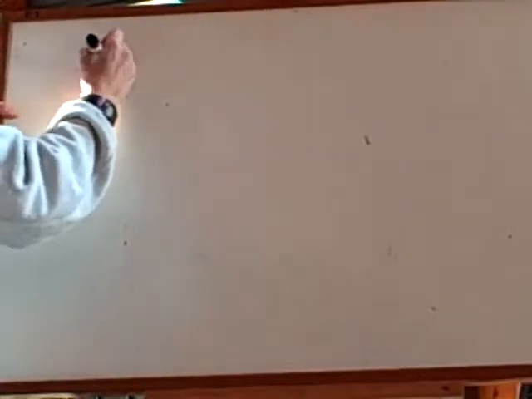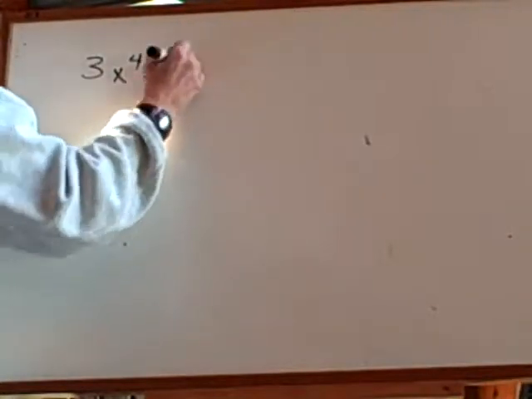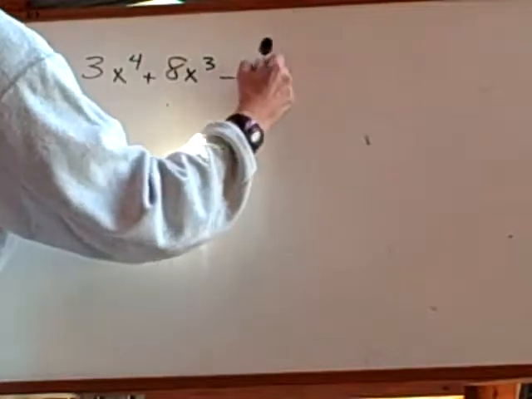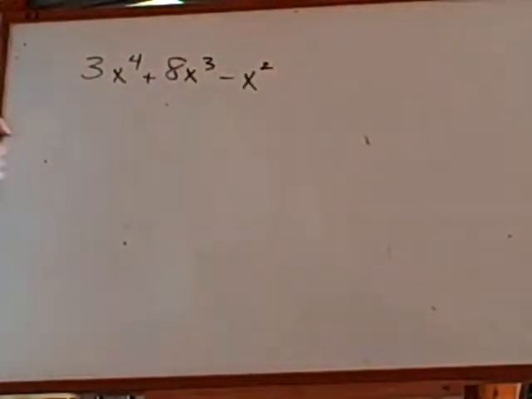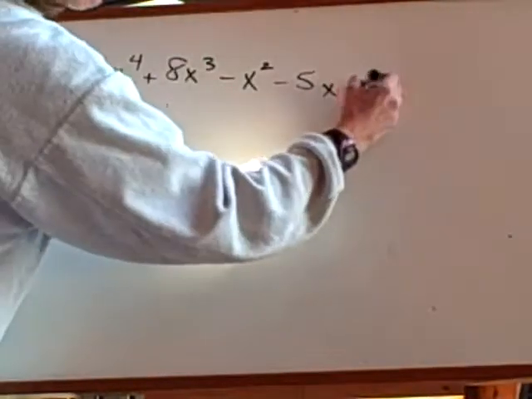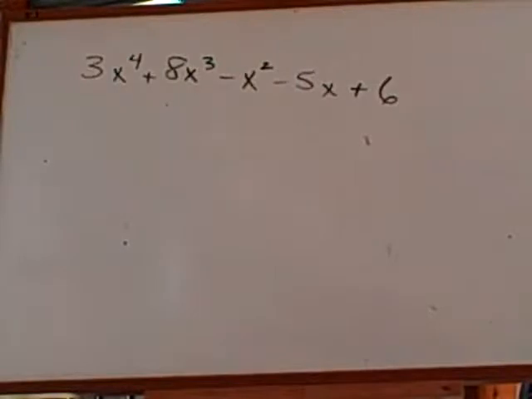And so if they're not in order, you want to put them in decreasing order, from the highest term to the lowest term. So that first one is 3x to the fourth plus 8x cubed minus x squared minus 5x and then plus 6. Now if it doesn't have one certain thing, you can put in a placeholder. Just do 0, whatever term it is that it's missing. Okay, so you can use placeholders.